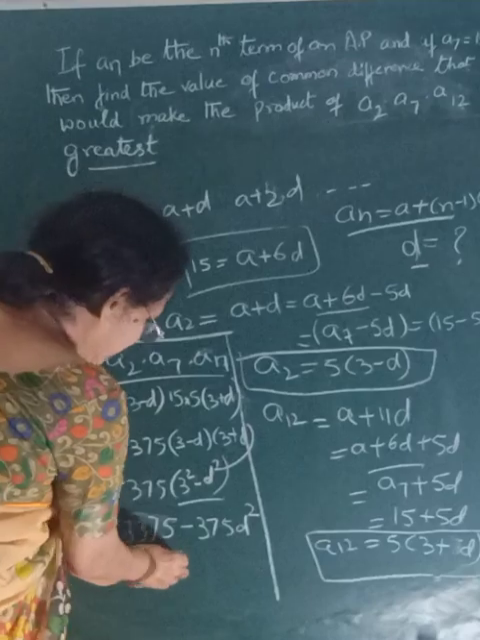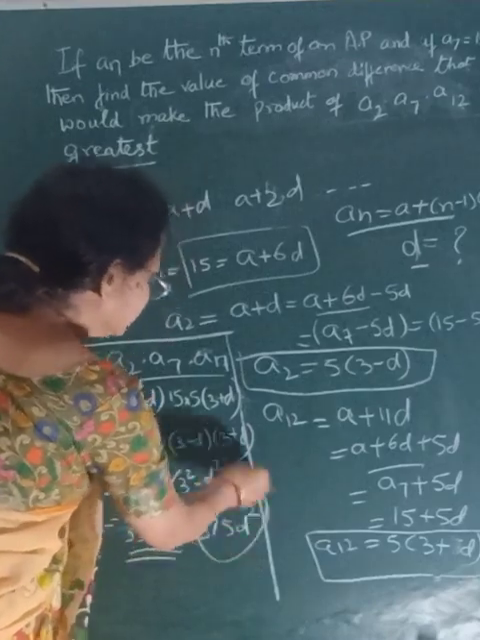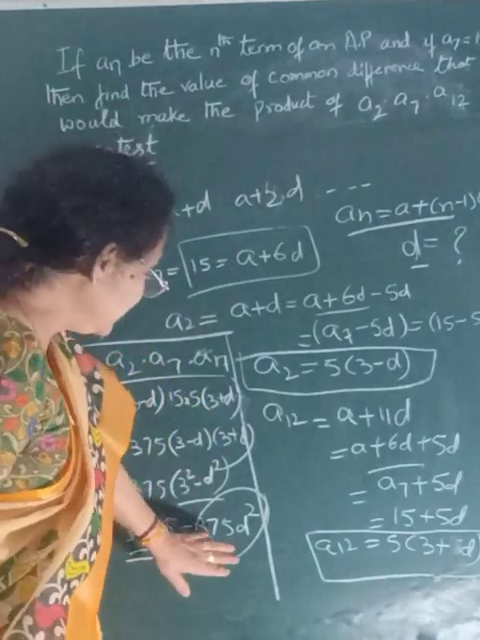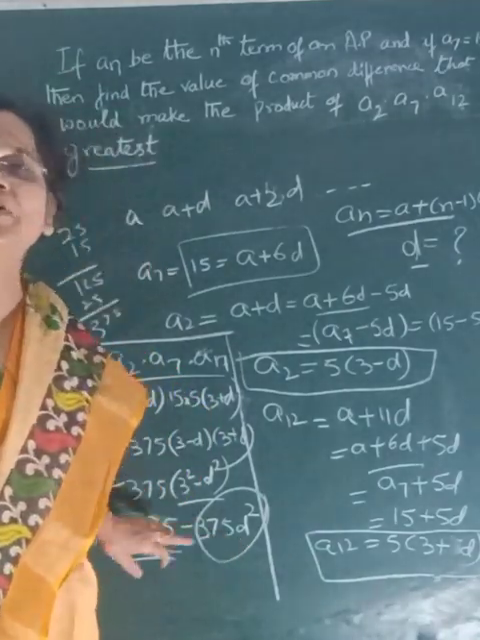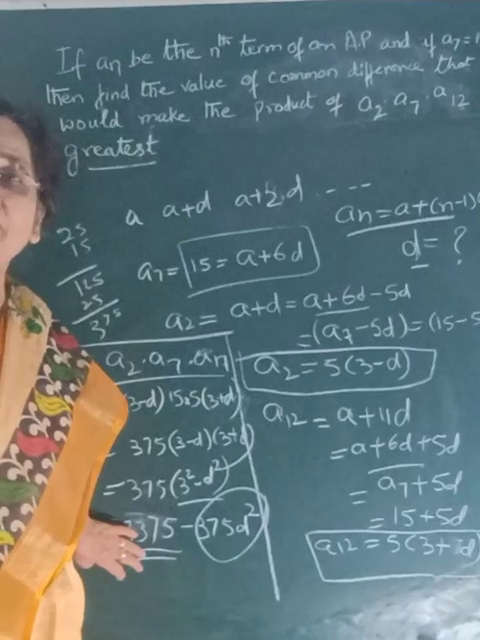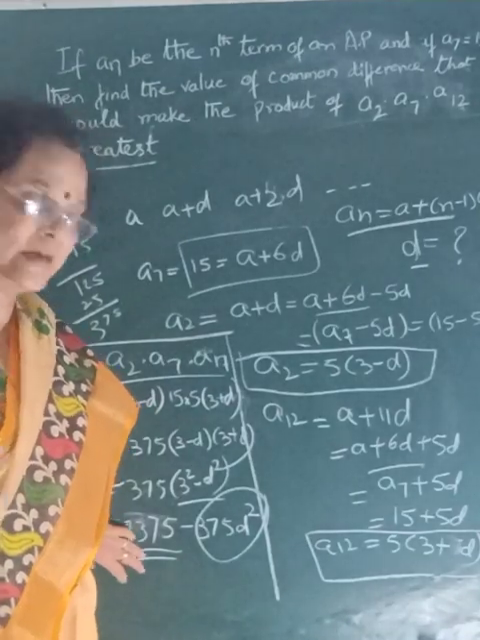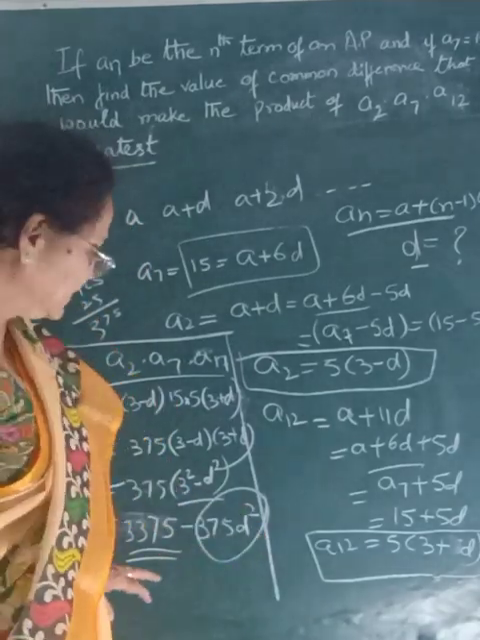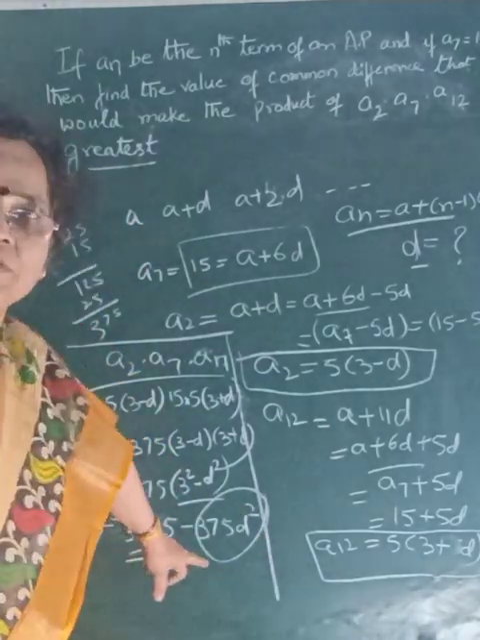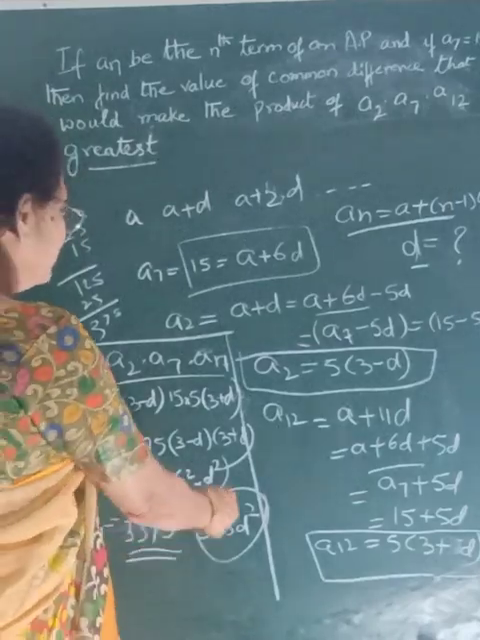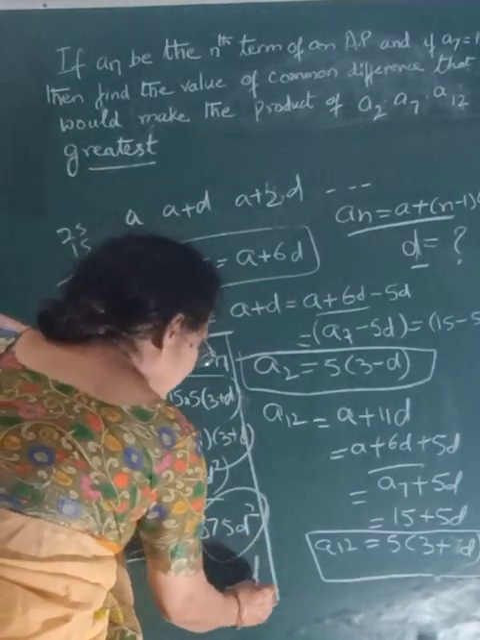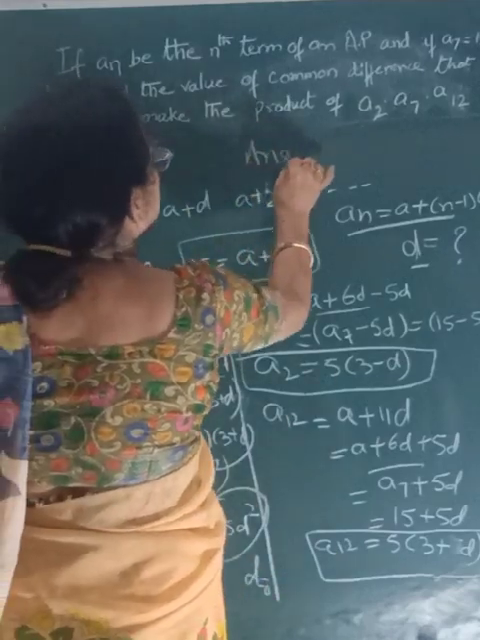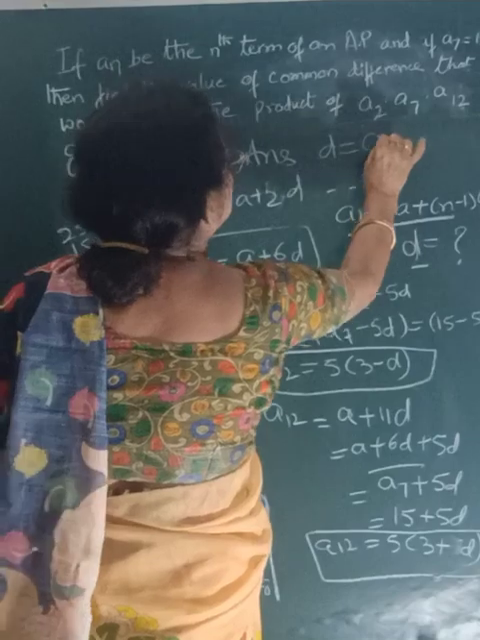अब आप देखिए, the value of this product is equal to this. This will be maximum only when this portion is 0, and this can be 0 only if D is 0. अगर D की वैल्यू एक भी हो जाएगी तो 375 इसकी वैल्यू में से घटाना पड़ेगा. अगर D की वैल्यू 0 हो जाएगी तो इसमें से कुछ नहीं घटाना पड़ेगा, and the product will be maximum. So the value of D will be equal to 0. That will be the answer. The answer is D should be 0.